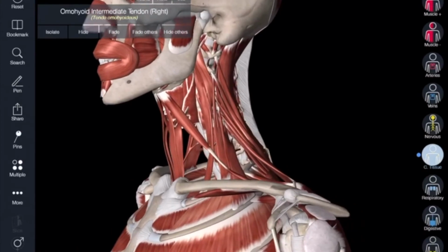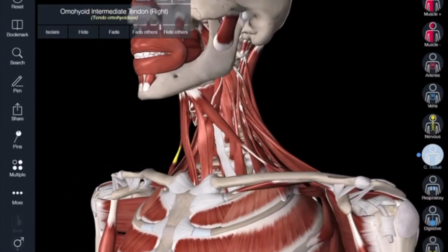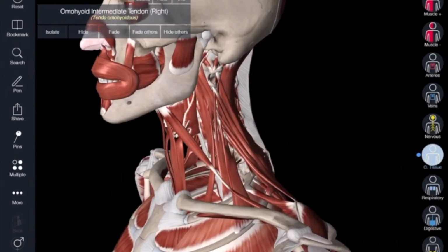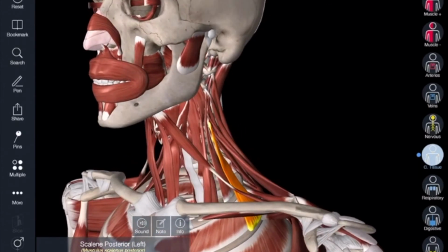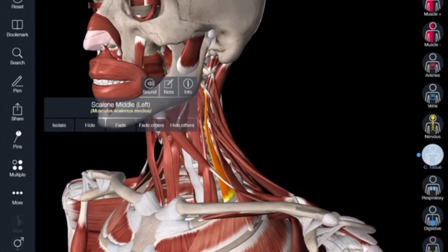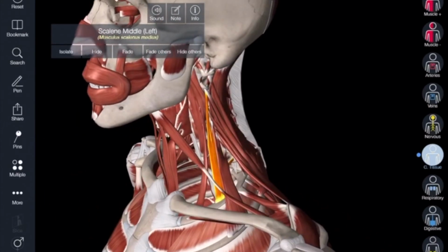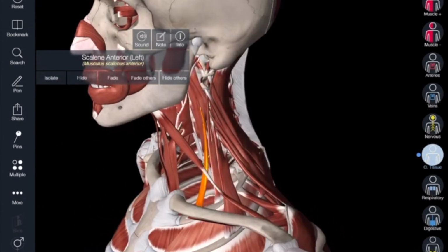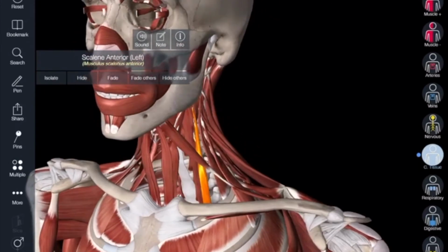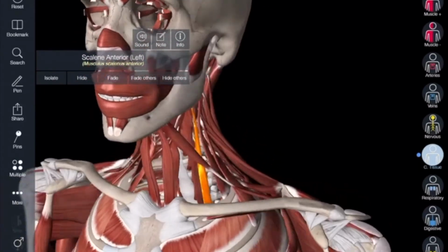So our next 3 muscles that we're going to talk about are the scalenes. The scalenes are lateral neck muscles. There are 3 of them. We have the posterior scalene, we have the middle scalene, and we have the anterior scalene right here. Those 3 muscles are also really interesting muscles.